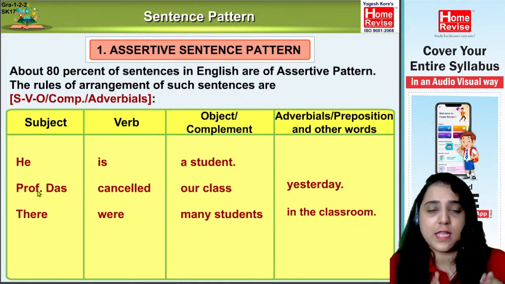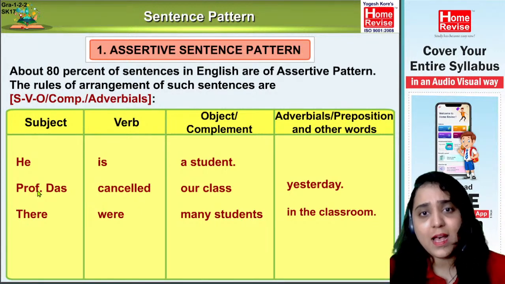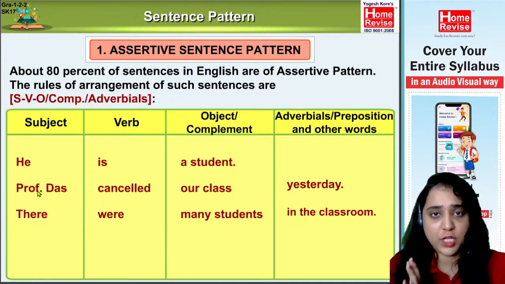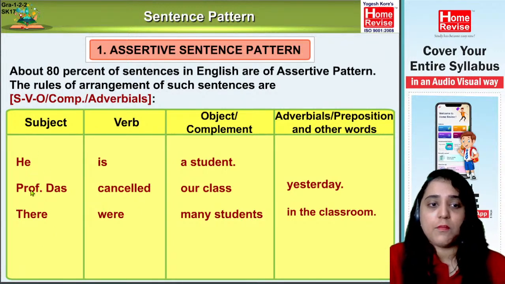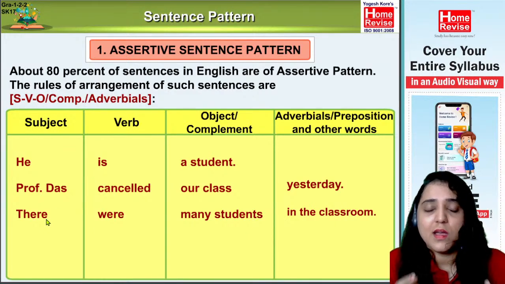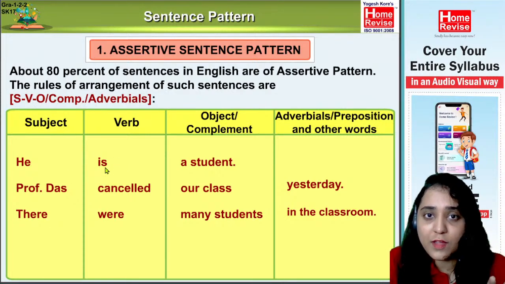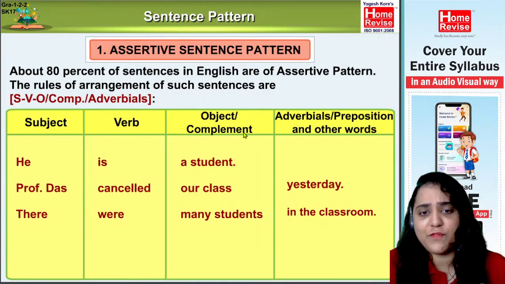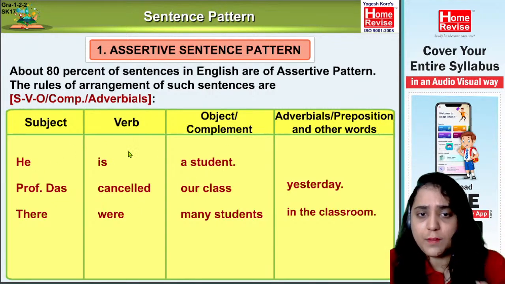Basically the first thing should be subject, second should be verb, and third should be object, and last comes the adverbial or preposition or the other leftover part of the statement. As you can see on the screen, he, Professor Das, there, these are all subjects. I'm talking about all the three statements. Now here in the verb we have an auxiliary verb and also a normal verb, and then the object or complement, like here it is given, a student. See, subject, verb and object.